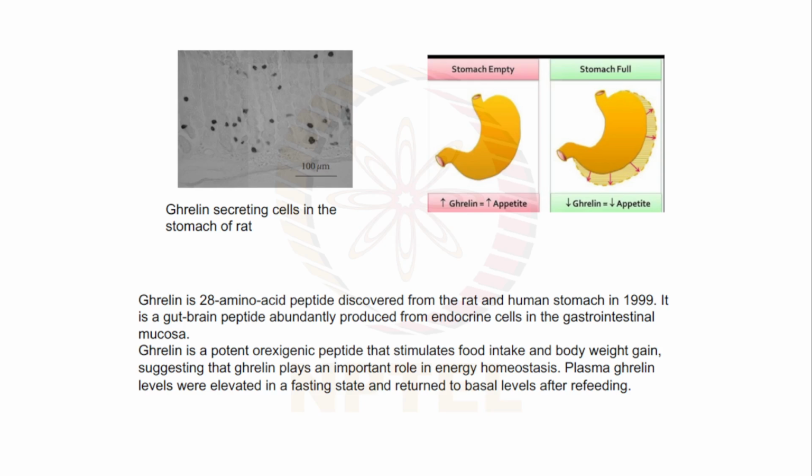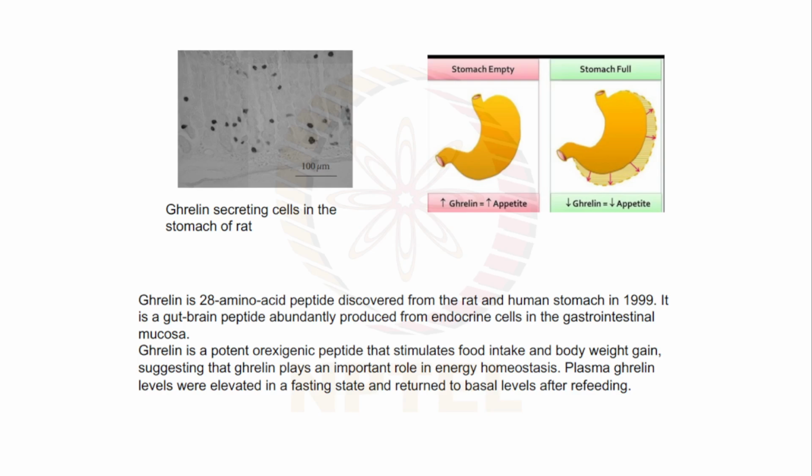ठीक है. अच्छा, ग्रेलिन क्या होता है? ग्रेलिन is again another hormone which is being secreted in the stomach. It is called the hunger hormone. ठीक है, क्या करता है ये? This hormone is a potent orexigenic peptide that stimulates food intake and body weight gain.